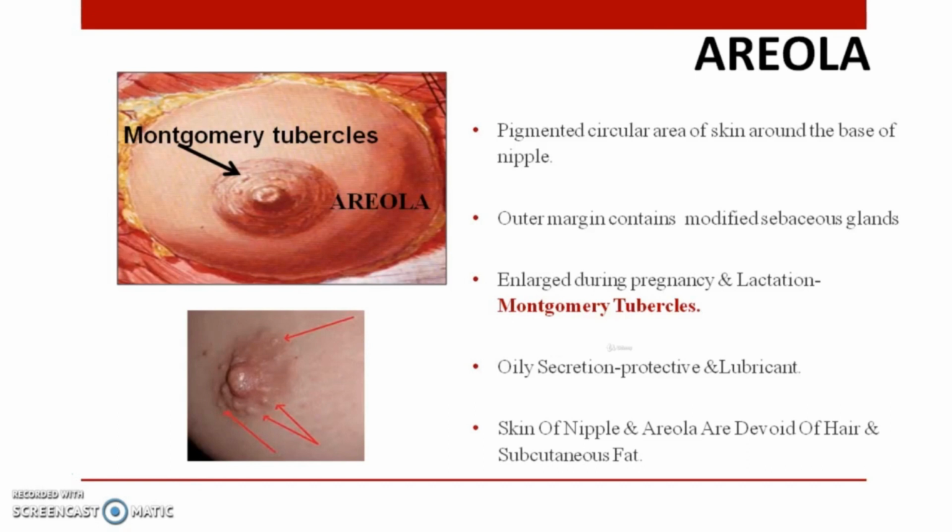And then the skin of the nipple and areola is devoid of hair and subcutaneous fat. This is an important thing you have to remember. Usually skin will have subcutaneous fat and also hair, but in these two regions we will not have any hair or subcutaneous fat. So those two will be devoid of these two features. So about nipple and areola you might be clear, I think.